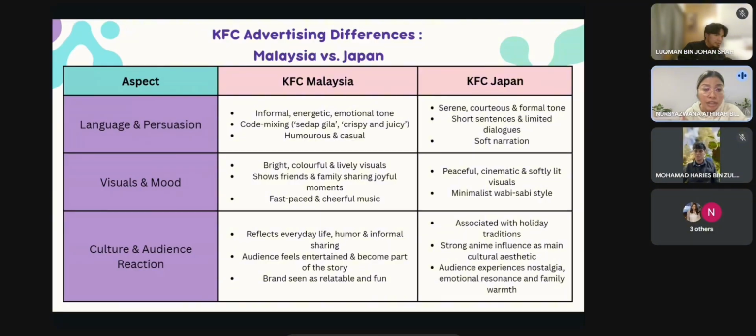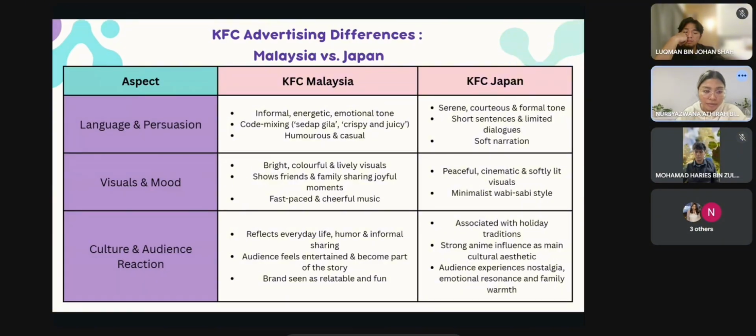And last but not least, we have culture and audience. For KFC Malaysia, the ads reflect everyday life, humor, and informal sharing, making the audience feel entertained and connected, while the brand is seen as relatable and trustworthy. As for Japanese ads, they are tied to tradition like Christmas and heavily use anime aesthetic as a main cultural element, creating emotional resonance, family warmth, and a sense of nostalgia, which makes the brand culturally embedded. So that's the difference between these two ads.